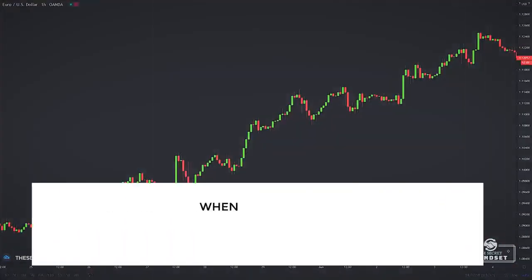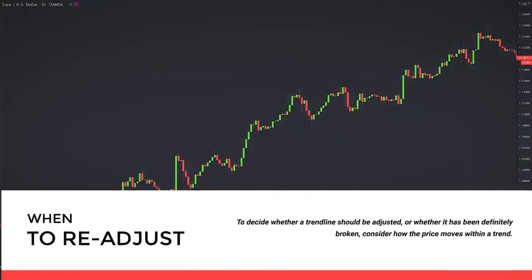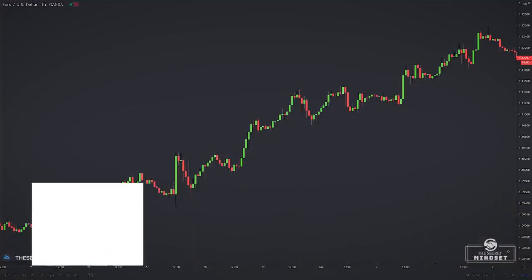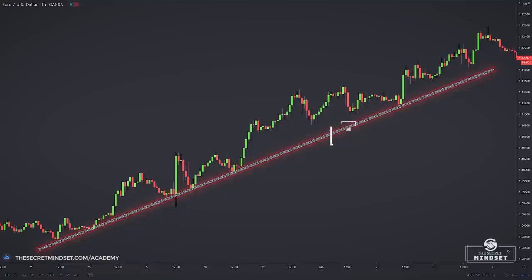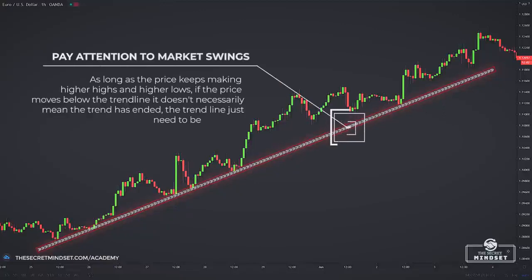This means that any acceleration or deceleration of trend requires adjustments to the trend line. To decide whether a trend line should be adjusted or whether it has been definitely broken, consider how the price moves within a trend. During an uptrend, for example, the price makes higher highs and higher lows. As long as that keeps occurring, if the price moves below the trend line, it doesn't necessarily mean that the trend has ended. The trend line just needs to be adjusted.